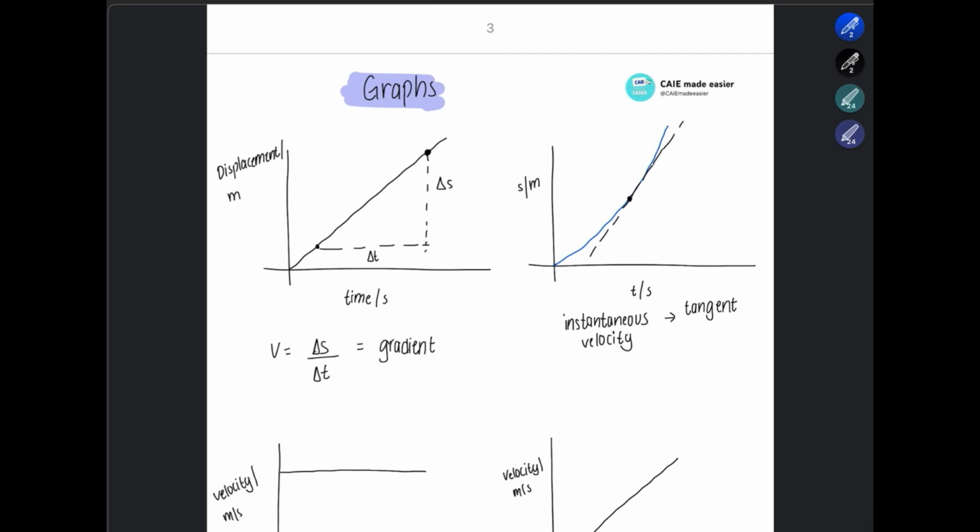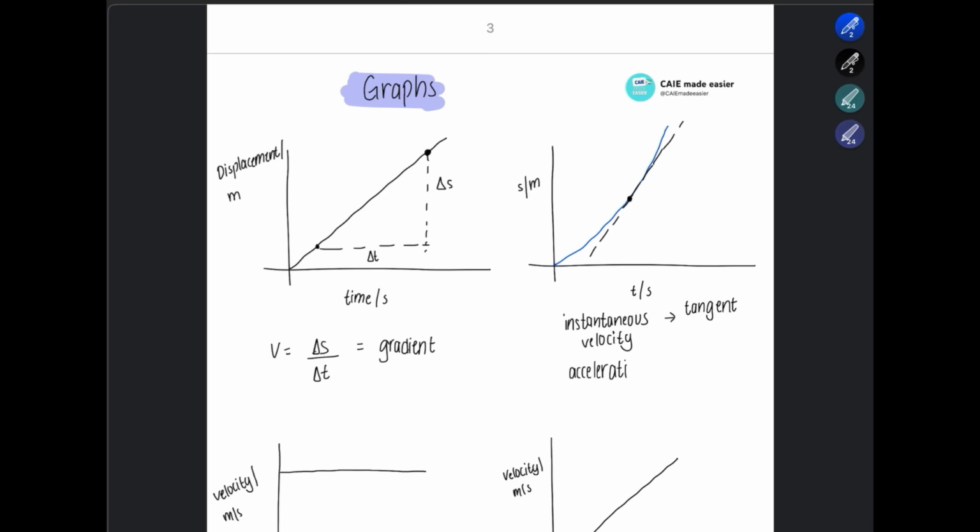You can see that this is a curve, right? So when there's a curve, it means the gradient or the slope constantly changes. That means the velocity keeps changing. So when there is a change in velocity, we call this acceleration, okay?